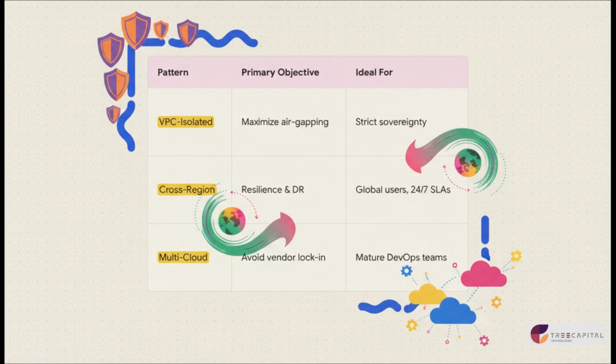It's not just talk. If you need a digital fortress completely air-gapped from the outside world, you use the VPC isolated pattern. If you need to guarantee you're always online, even if a data center goes down, you use a cross-region setup. And if you want to avoid getting locked into one cloud provider, there's a multi-cloud strategy for that. You get to pick the architecture that fits your needs.